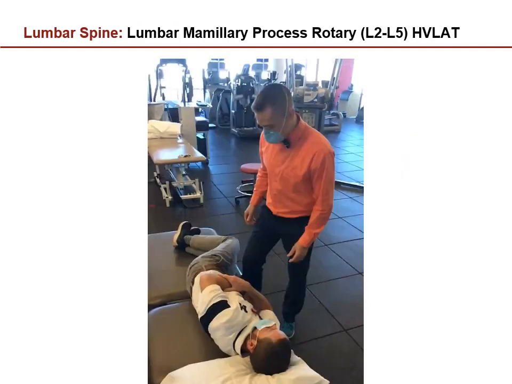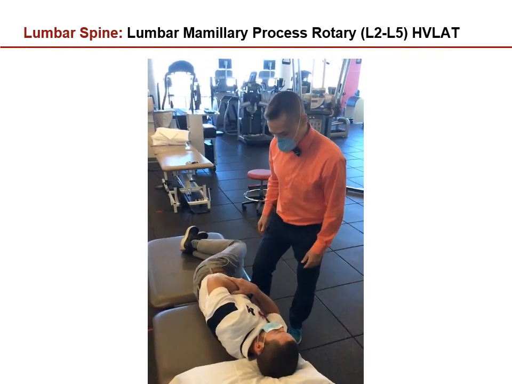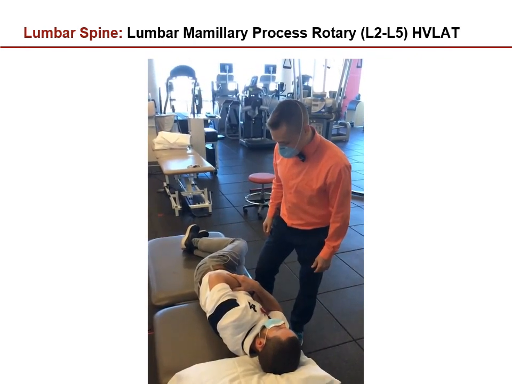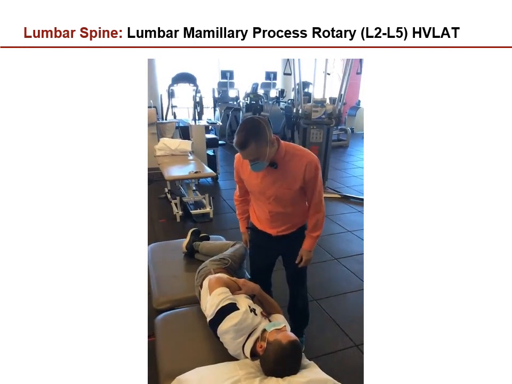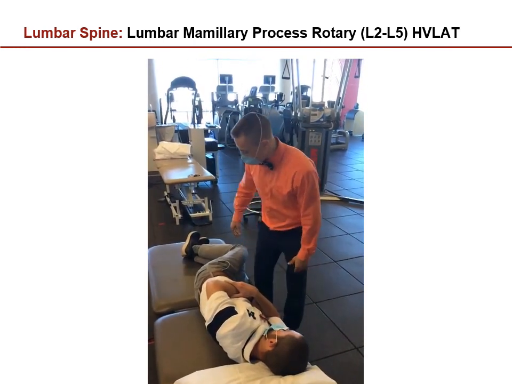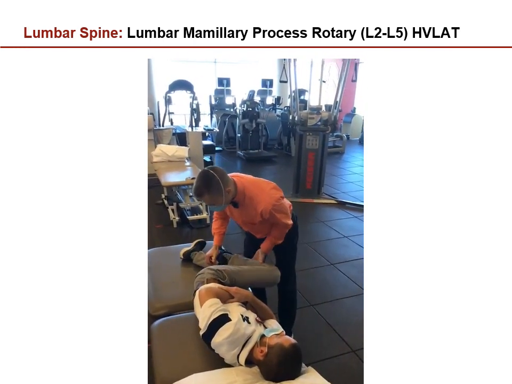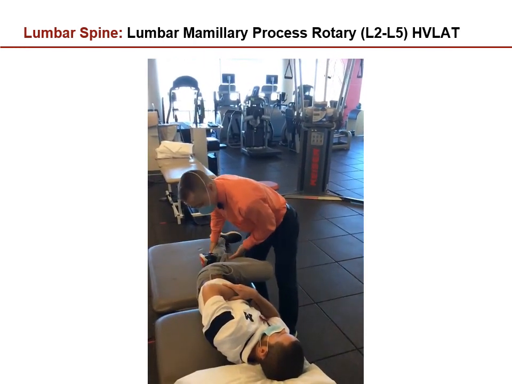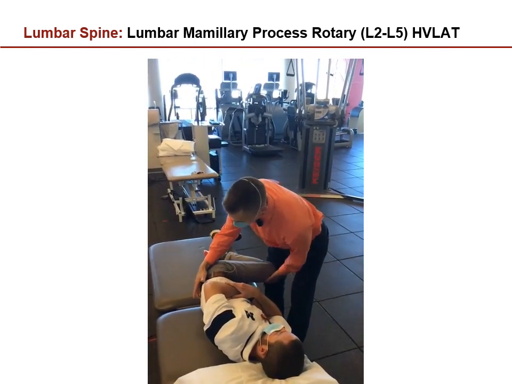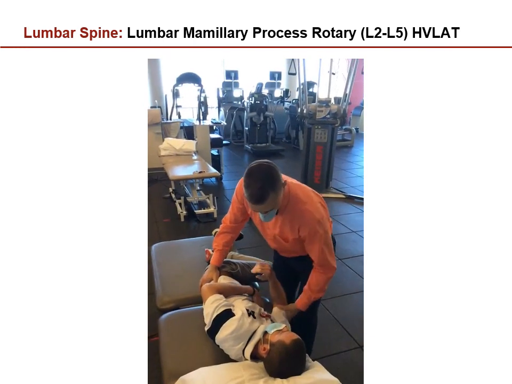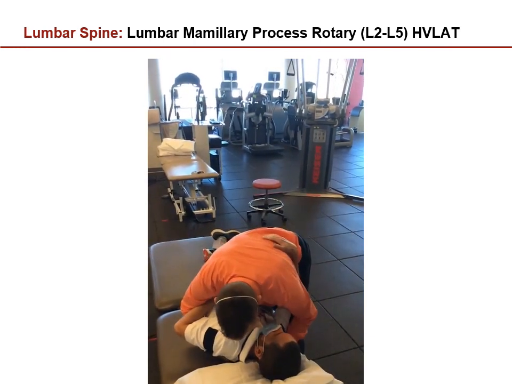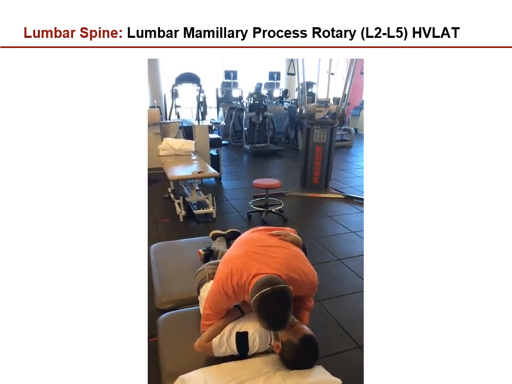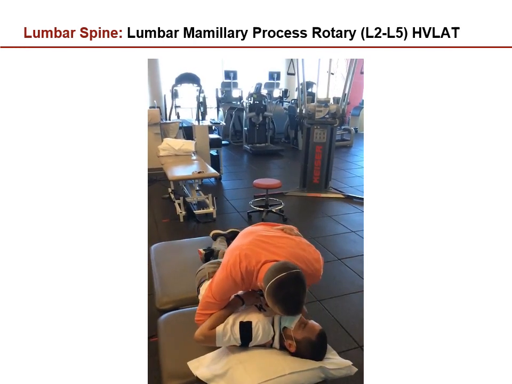Okay, so here's a video of the lumbar mammillary process rotary technique. This can be used throughout the lumbar spine at L2 through L5. We'll get the setup. They talk about trying to get it to your VMO. I like to have it a little bit lower. Okay, I'm flexing him to no particular level. And then this one, on the arm, and I'm going to add flexion and rotation.